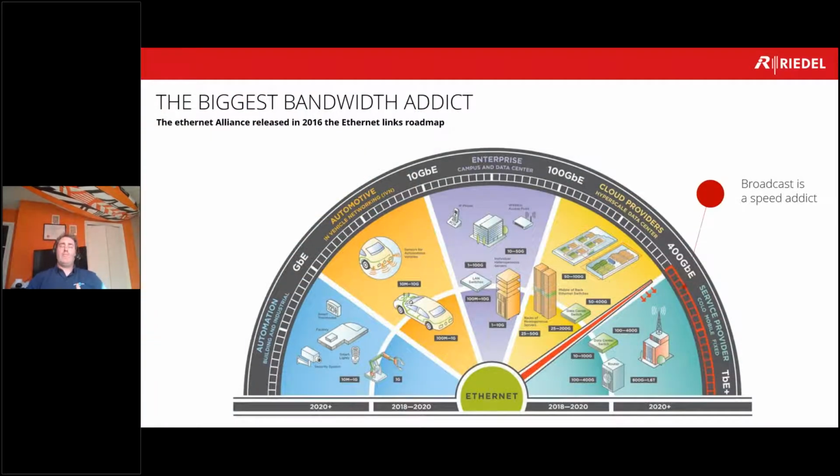I put here the biggest addict of speed, which is broadcast. All our signals are big, meaning uncompressed video is quite big. You can see there, it's really interesting. This came from Internet Alliance. You can find this drawing on the web for your own presentation, or if you want to read more about it. But let's go really quickly.